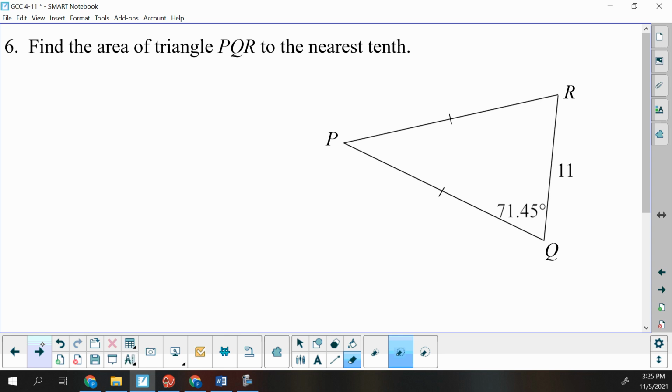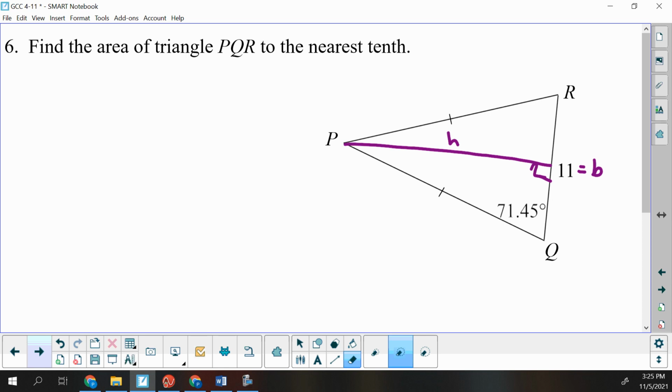Notice that we don't have two sides though. We only have one side. So if you don't have two sides, we basically have to go back to how we did this originally. So what we'd have to do is draw in an altitude. And now we could think of 11 as our base, and this is our height that we need to find because they'd be perpendicular to each other.